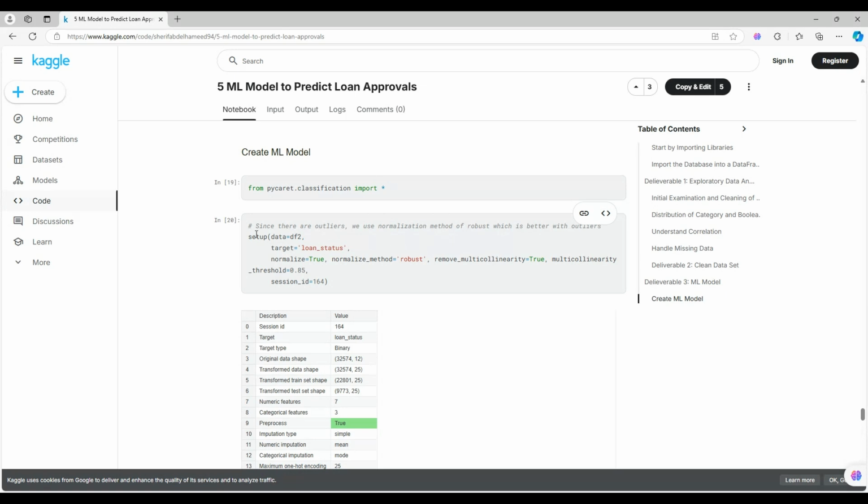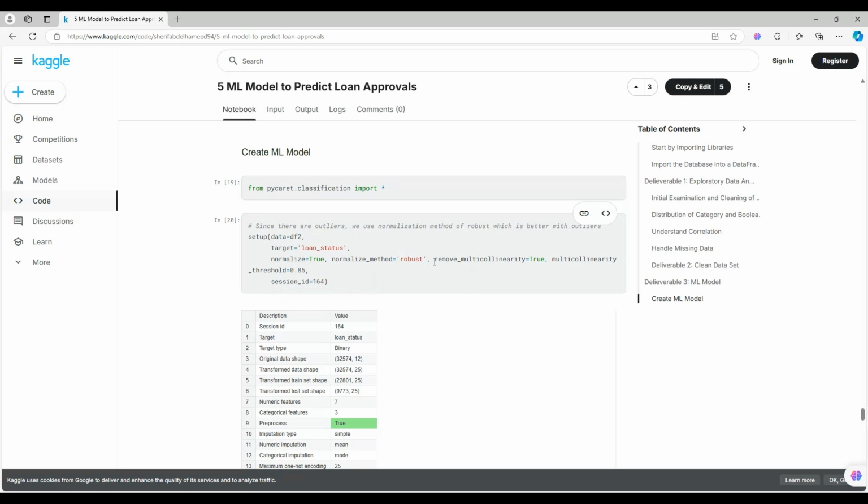So basically, we're going to set up our model. We are going to tell it, use the data from the DF2, which is the clean data set that we have. The target that we would like you to aim for is the loan status. So I want you to predict the loan status. And I want you to normalize the data set using a robust method which takes care of outliers, or at least addresses outliers. Nothing can take care of outliers.